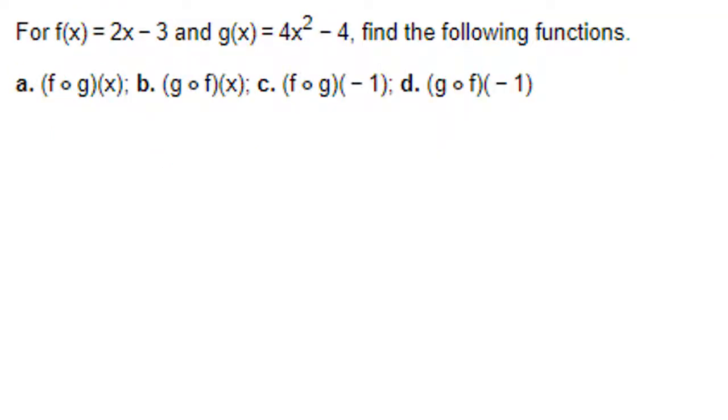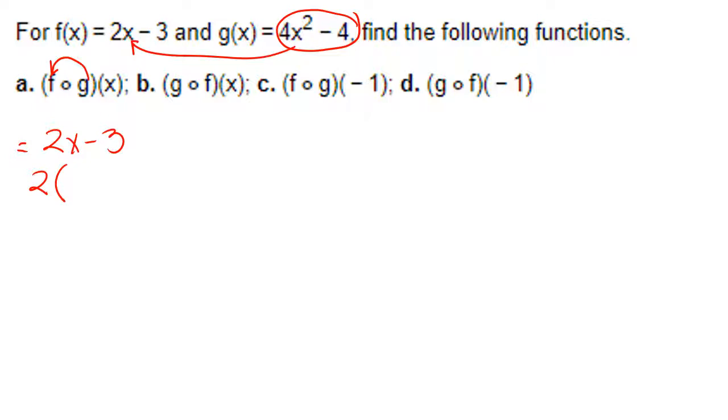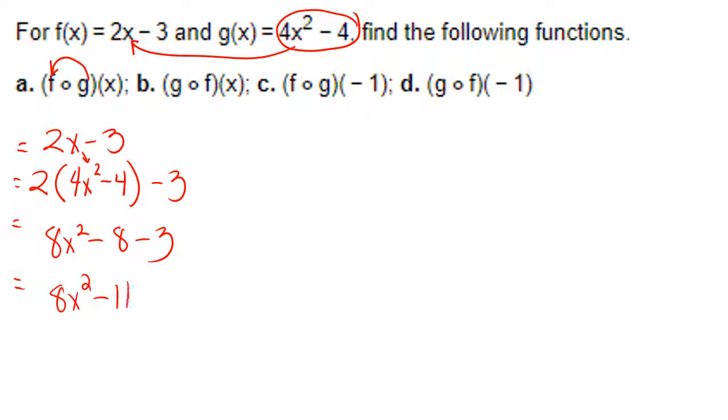Now let's try this with another example. Now remember, the second one listed is substituted into the first one. So I will take the 4x squared minus 4 and substitute that in for x. So instead of 2x minus 3, I substitute in the second function in place of the x. Now I'll distribute. 2 times 4 is 8x squared. 2 times negative 4 is negative 8. I can add my like terms in the back, and I have 8x squared minus 11. That would be my first answer.